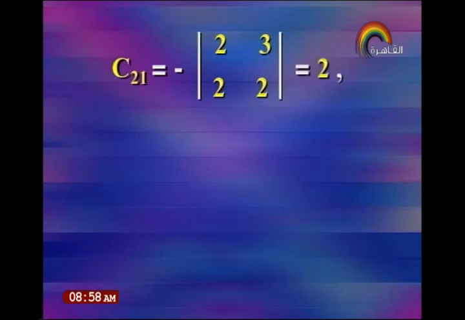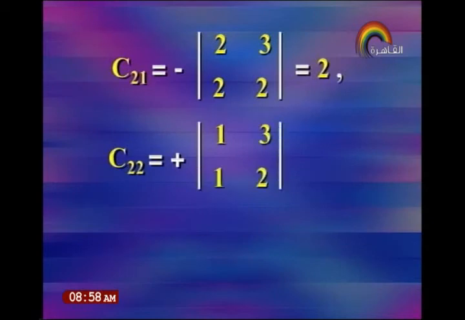After that, C2,1. What do you mean? Second row, first column, remove and write the determinant, then evaluate the value of the determinant. Answer is 2. Why? 2 times 2, 4, minus 2 times 3, 6, -2, negative times negative equal positive 2. C2,2 means its sign positive. This cofactor, small determinant 1 times 2 minus 1 times 3 equals -1.